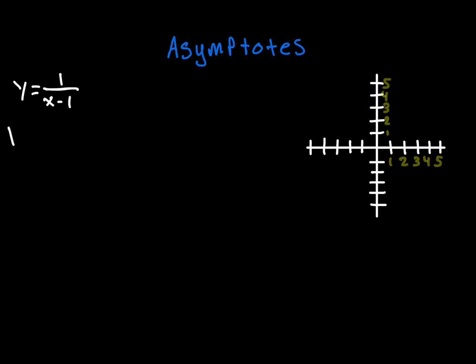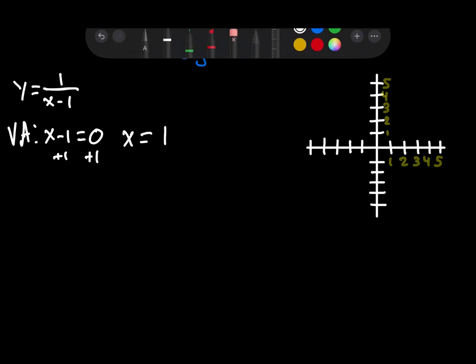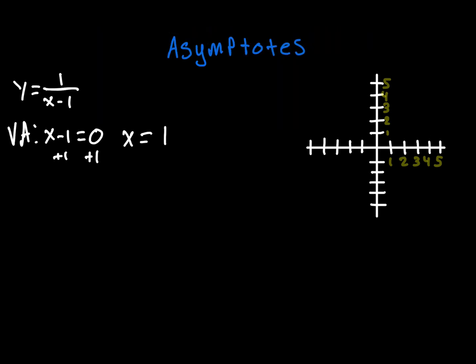Let's find the vertical asymptote first. To find the vertical asymptote, you will have to set the denominator equal to 0. Now let's do the inverse on one side to let x be on one side. Let's add 1 on both sides. This will leave us with x equals 1. Now let's simply draw our vertical asymptote at x equals 1.